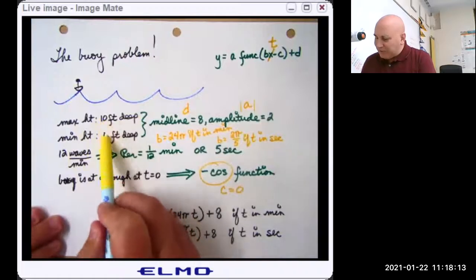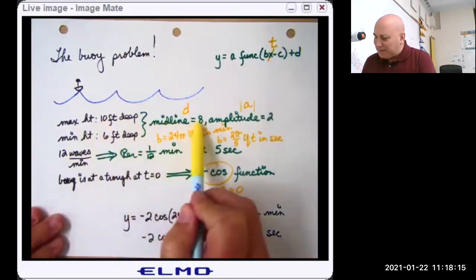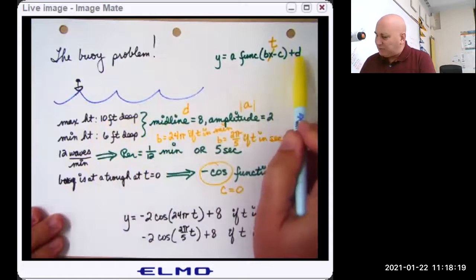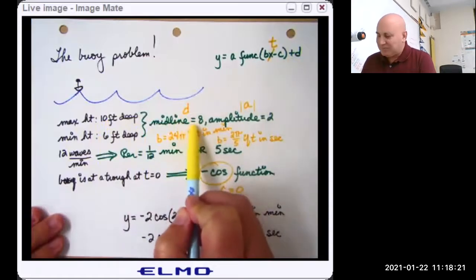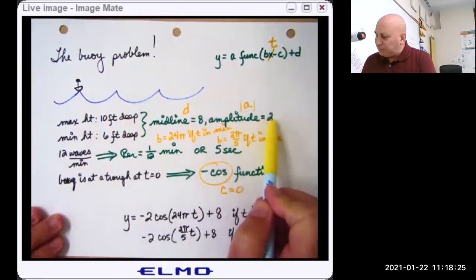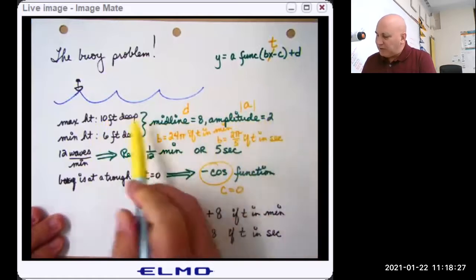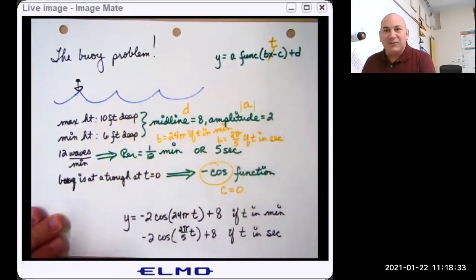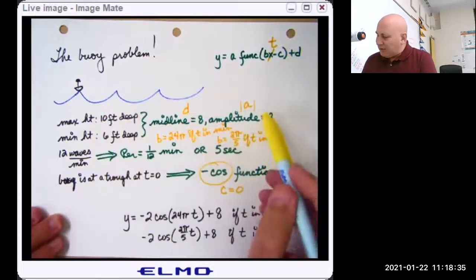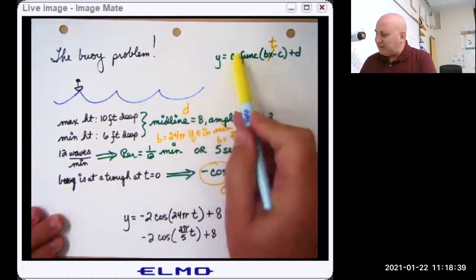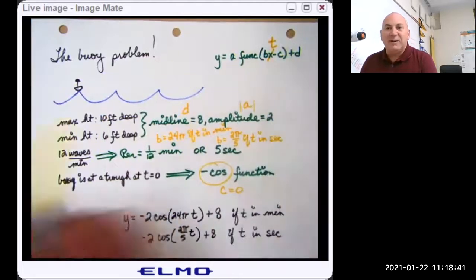So we can average these 2 numbers and we get a midline of 8. That's my d value, 8. I also know that my amplitude is 2. How do I know that? Well, the distance from 8 to 10 and from 8 to 6 is 2. So I now know the absolute value of A, and I know D. All I need now is B and C.